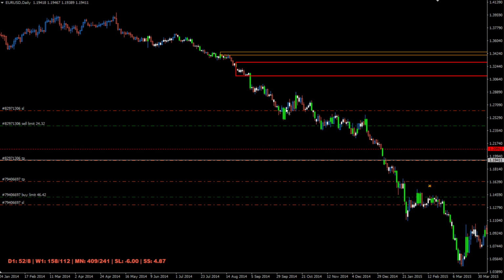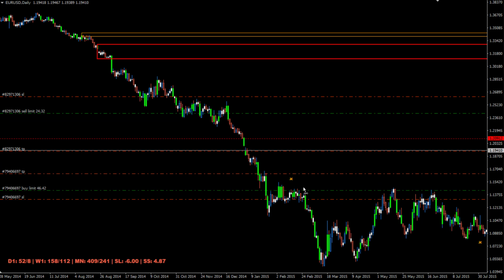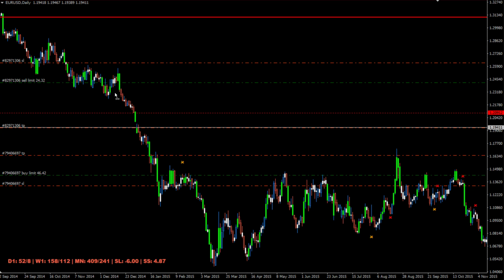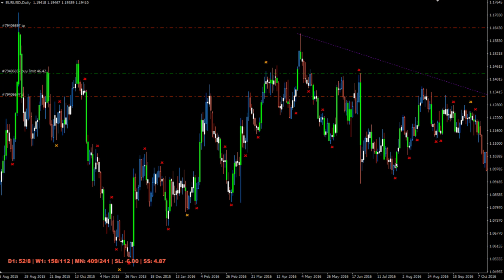And then you can see there's not a whole lot going on here. Yeah, this is just a nice breakaway here. We had this one here, which is gone. We had this one here, which has been tested here once. And then it's been taken out here, and now price is turning around as we saw here.